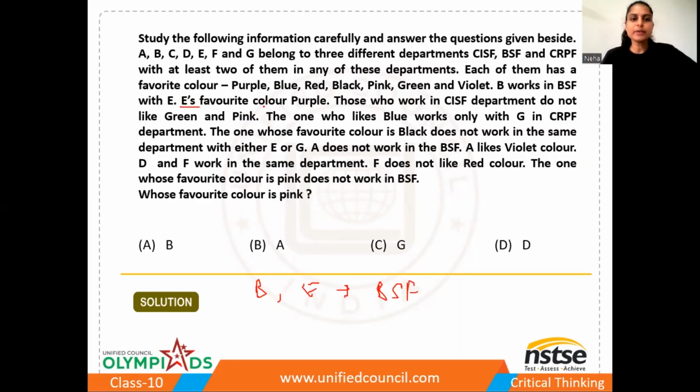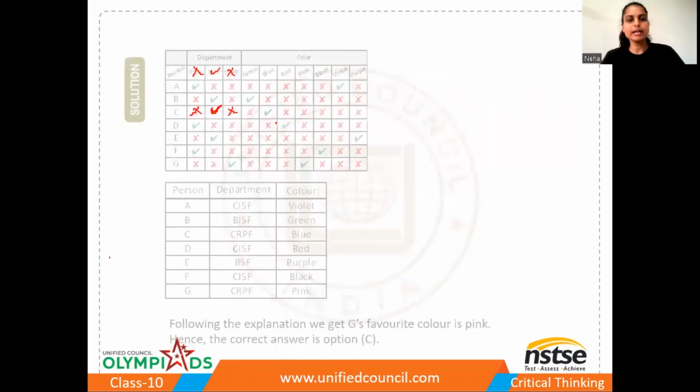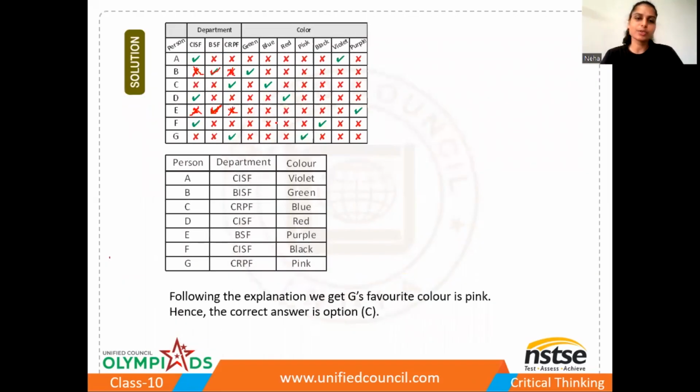So E's favorite color is purple, so just tick on the purple color, tick with the E. Those who work in CISF do not like green and pink. So those who are working in CISF just mark cross with green and pink. So my dear students, with the cross and tick, I think you can solve this question very well, and then you can create a final table according to the color and the department of the person.